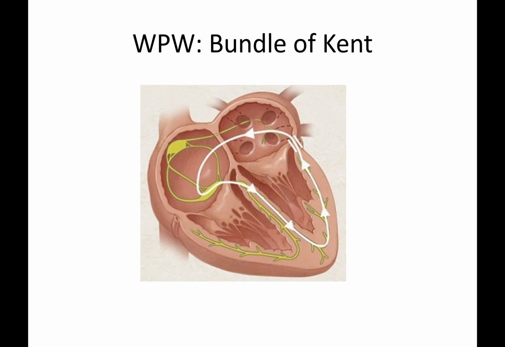So how does it happen? What makes all of this occur in the first place? Well, for Wolff-Parkinson-White, the bundle of Kent is the primary culprit. And this is the bundle of Kent over here. It's this little gap that exists way out here on the left ventricle.